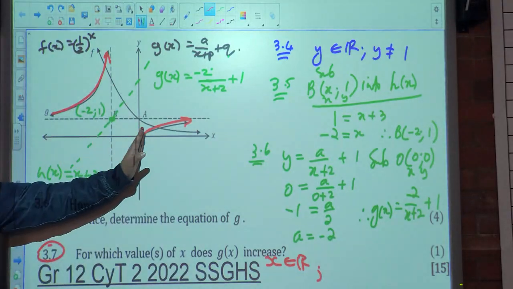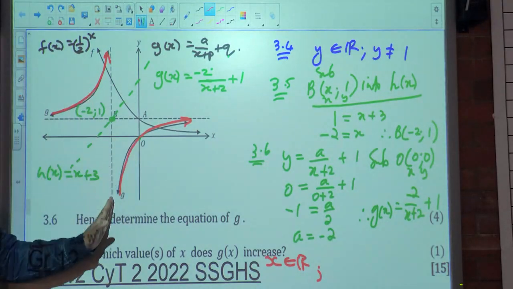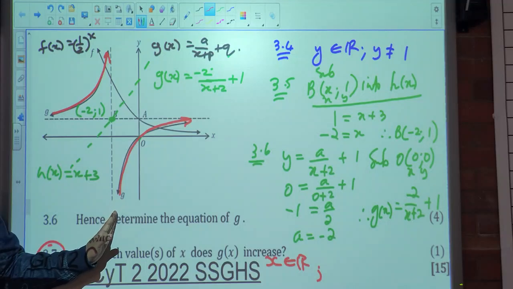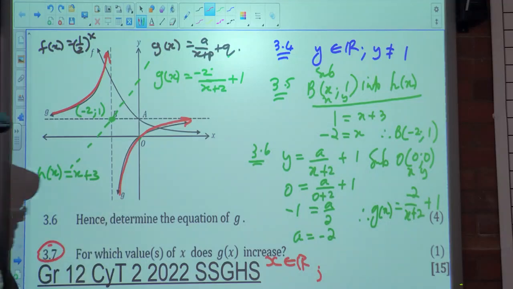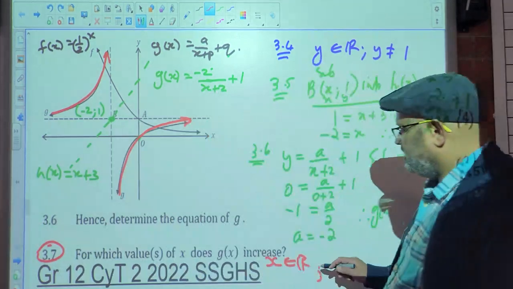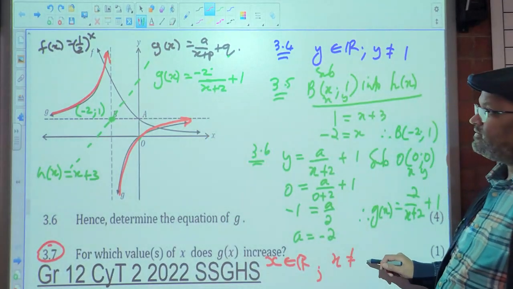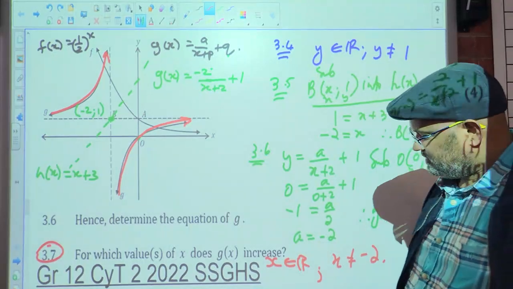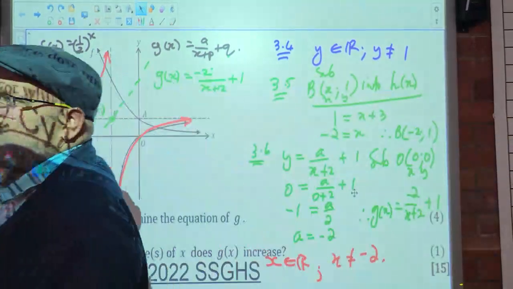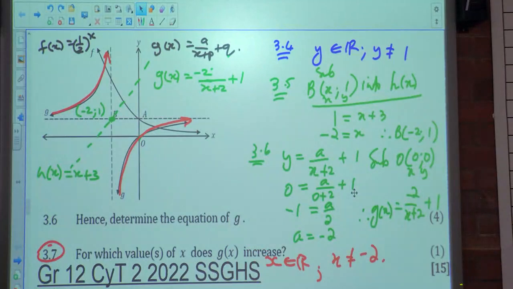Now looking at this graph here, does this graph exist at x equal to minus 2? No. So it's increasing for all the values except for minus 2. X is an element of all the real numbers, but x is just not equal to minus 2. At minus 2, the graph does not exist, so it's neither increasing nor decreasing. Okay.